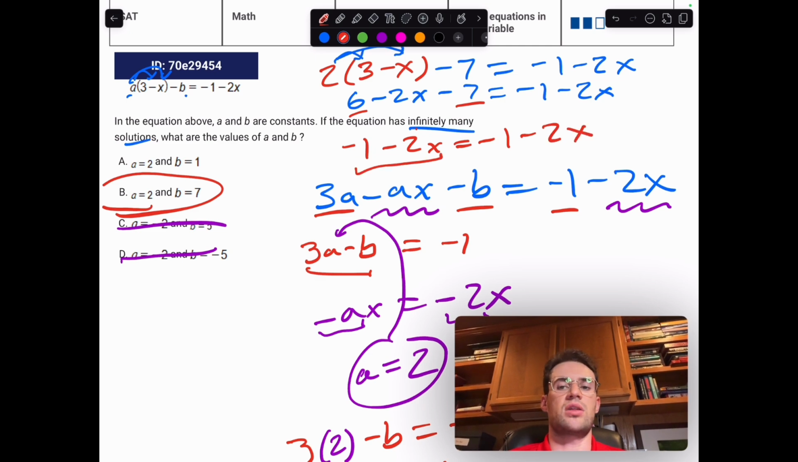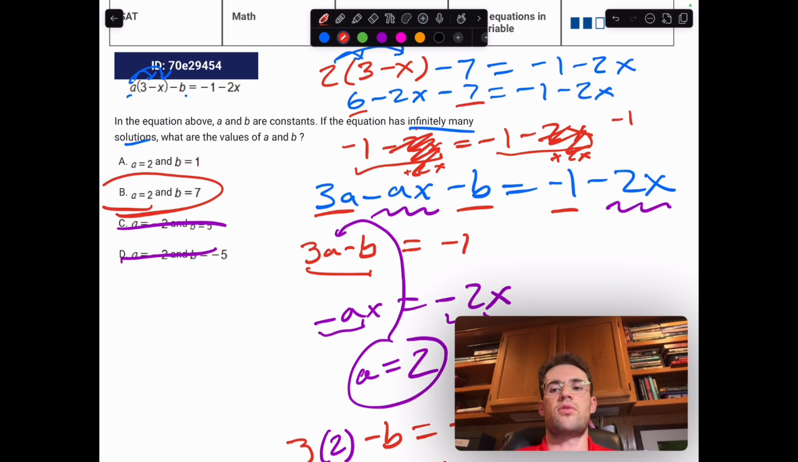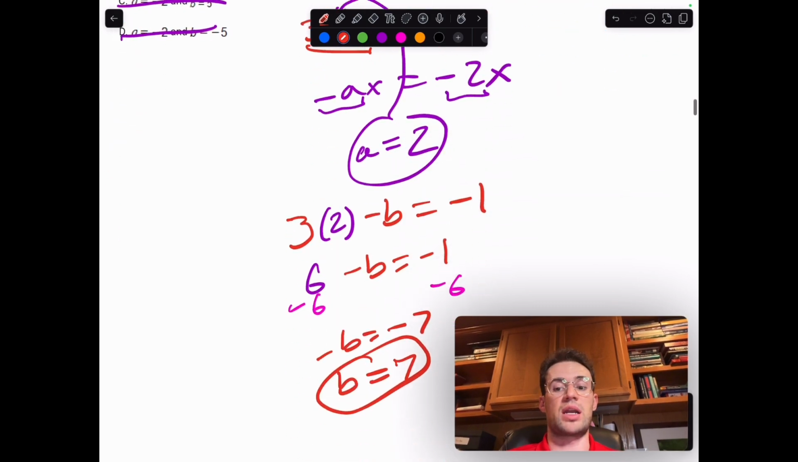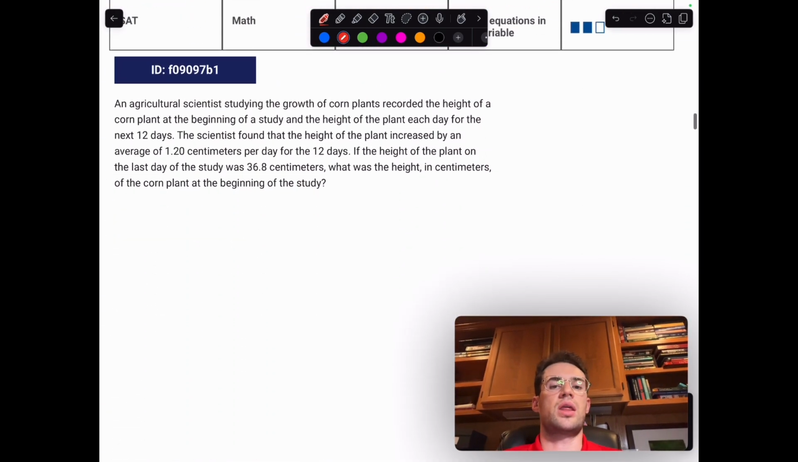Right, we have the same thing on the left and the right. So it's always going to be true. You could even add 2x to both sides, which just cancels it out over here. And over here, we get -1 equals -1. No matter what x is, -1 will always be equal to itself. So it would always be true. Infinitely many solutions.